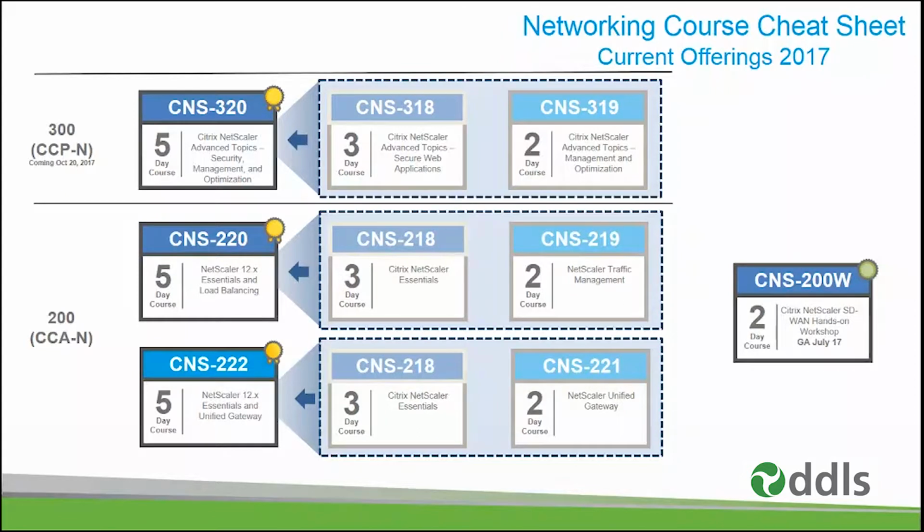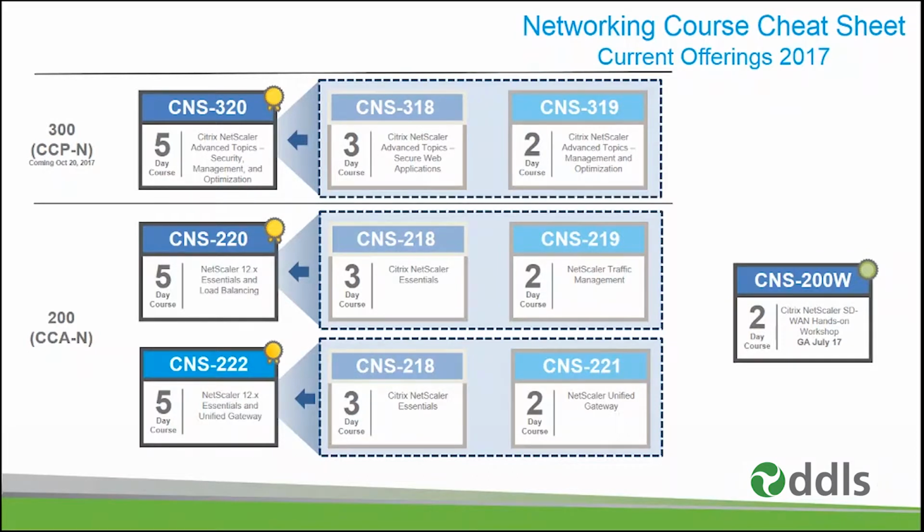The advantage of this is you can come and do your NetScaler 12 Essentials for load balancing, which would be your 5 days. And if you then also wanted your certification around Unified Gateway, all you would need to do is come in and do the last 2 days, which is your CNS 221. And vice versa. If you had your CNS 220, it means you've already completed your 218 and your 221, and all you need to come back and do is your traffic management, which is your CNS 219. So you can either do it in your 5-day format, 3-day format, or your 2-day.